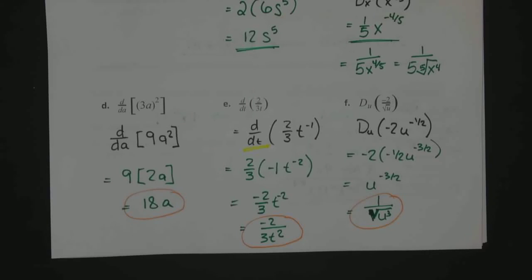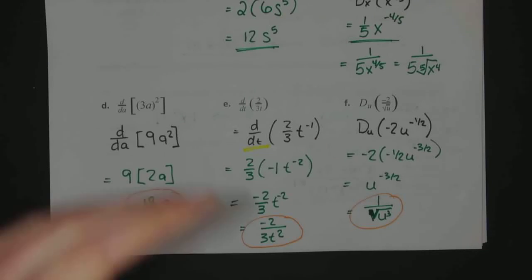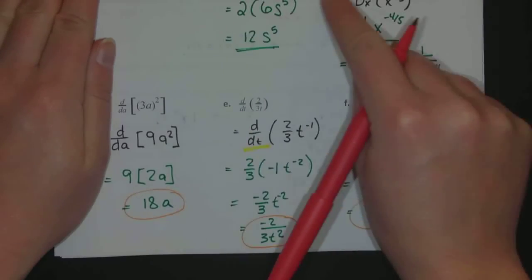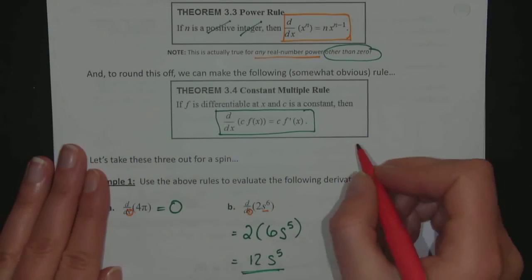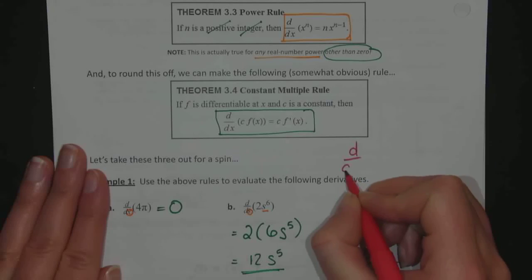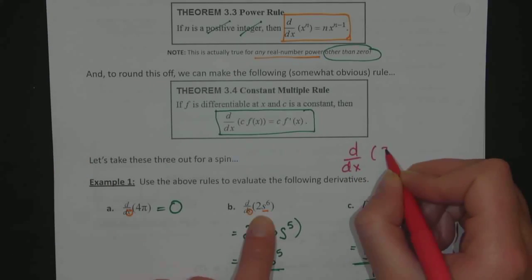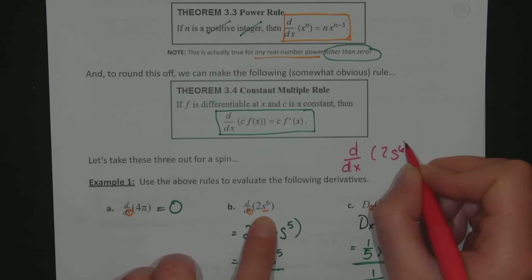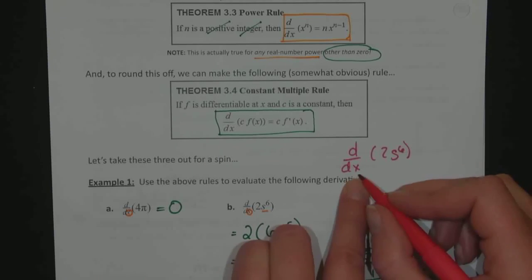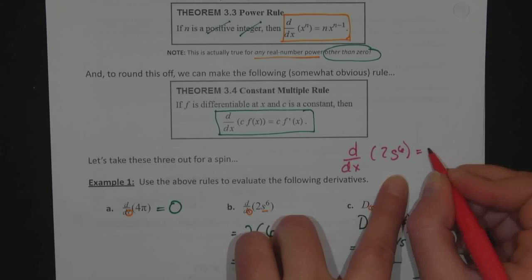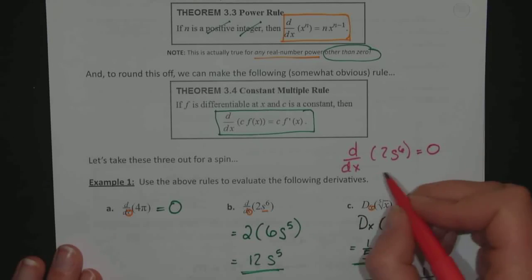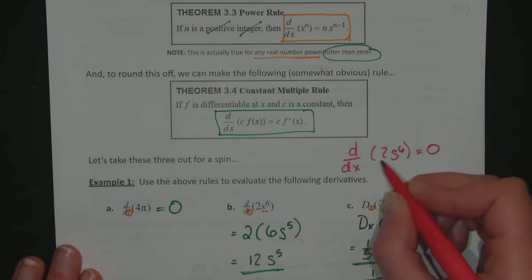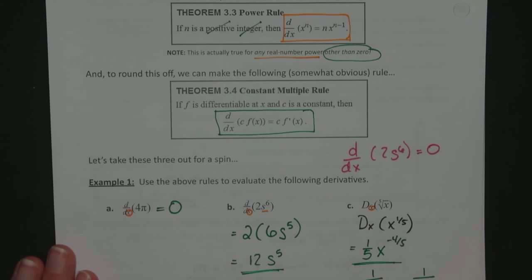Last note, just to throw up something, is I stopped watching my x's and s's, etc. But if I was ever asked to do something like the derivative with respect to x of 2s to the 6th, because s is not x, this is a constant with respect to x, so it would be 0. So in order to do the derivative, you want to make sure that your variable in the function matches the variable in the derivative.